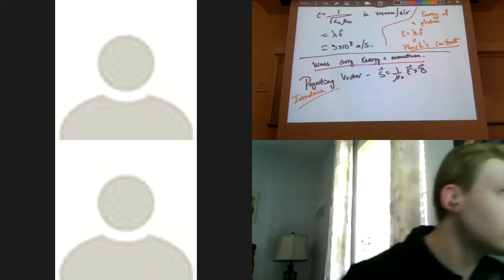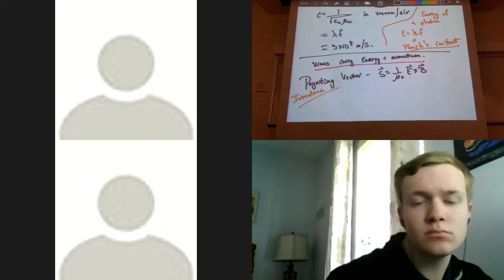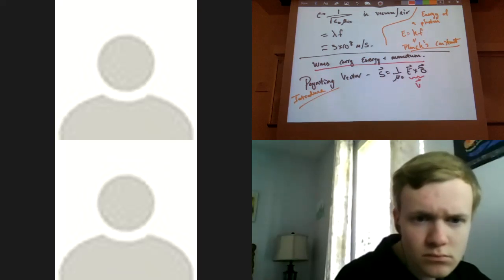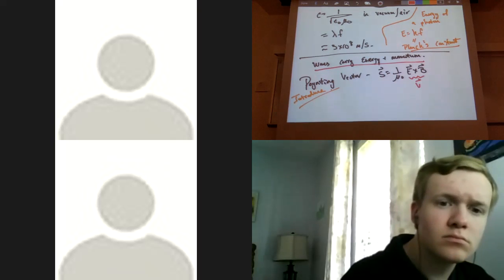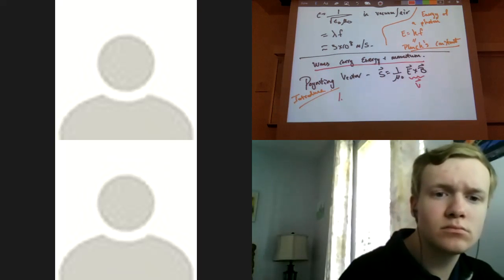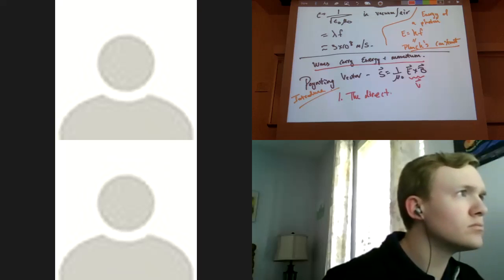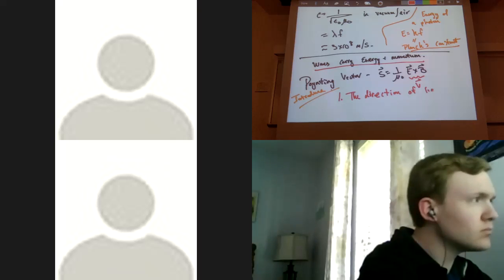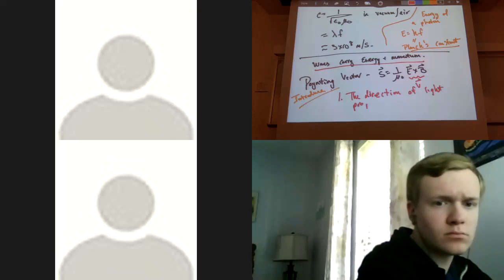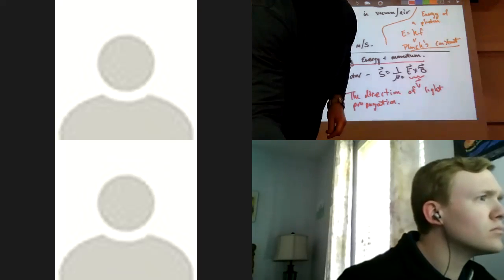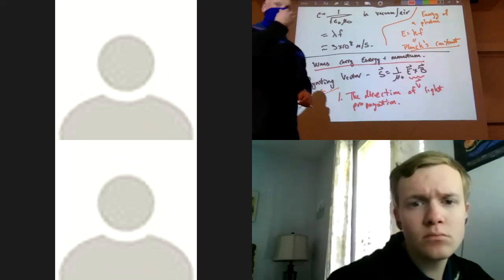The Poynting vector tells us multiple things. The first thing, as we mentioned yesterday, is that the direction of propagation of the light is given by E cross B. So the Poynting vector points in the direction of propagation. So number 1, it tells us the direction of light propagation. What direction is my light actually traveling? Because this is proportional to E cross B, that tells us the direction.